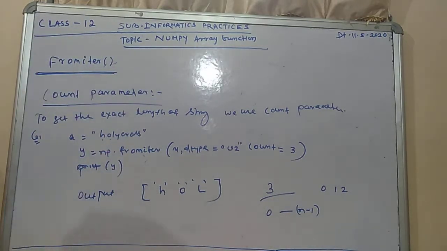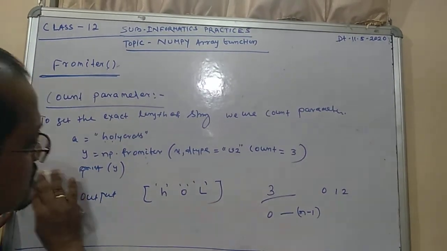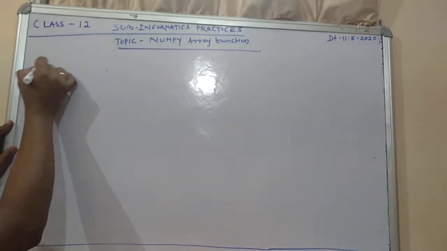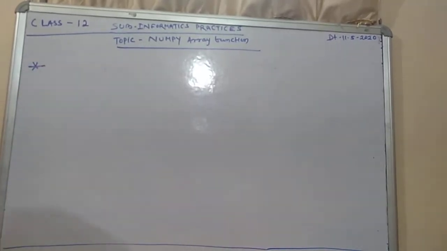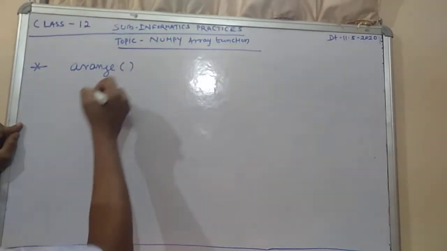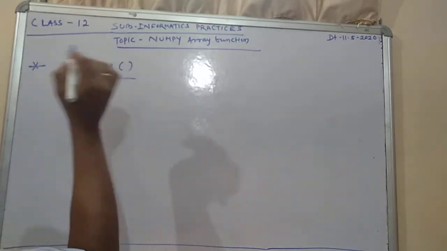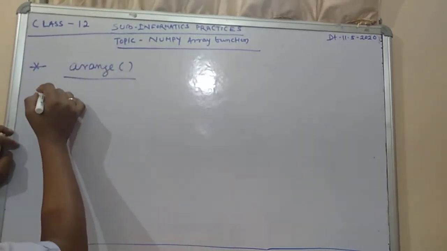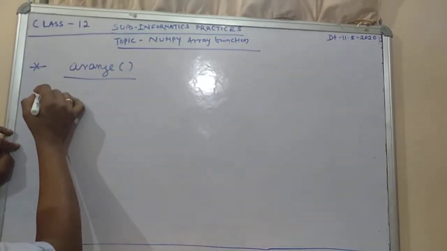So this is all about your count parameter. Next, another function we are going to use. What is that? That is called arange, R-A-N-G-E. The arange function. What is the use of it? Just one example, you see, and from that example you will get the definition also.